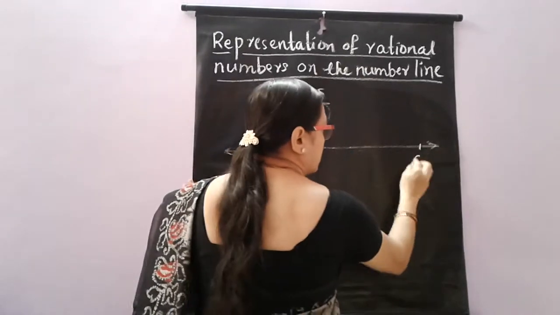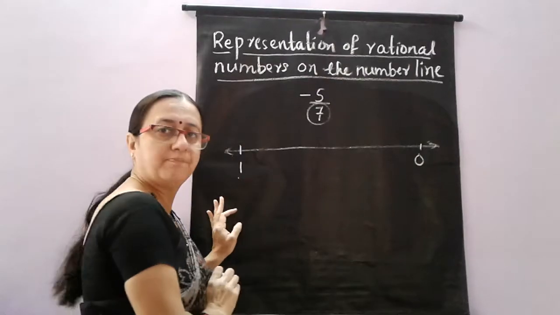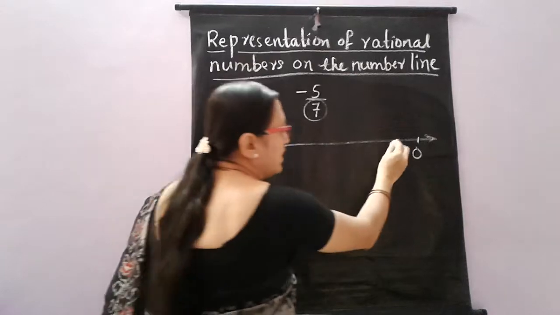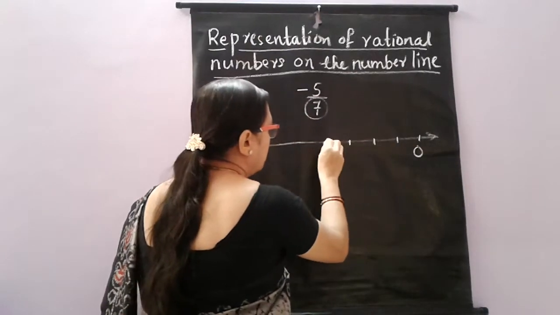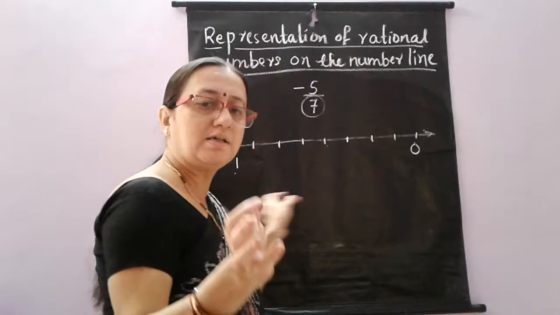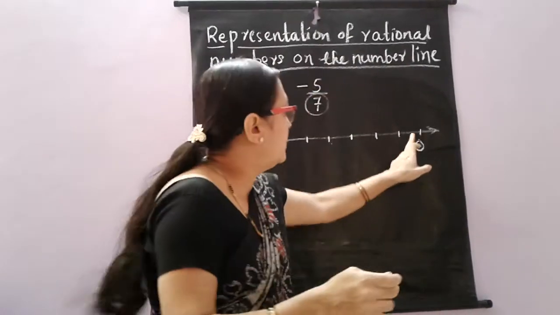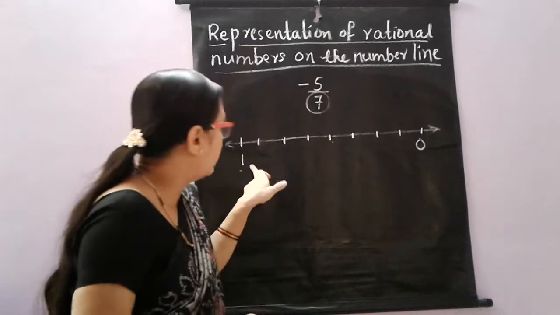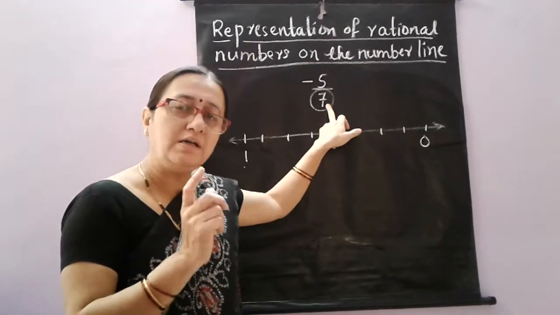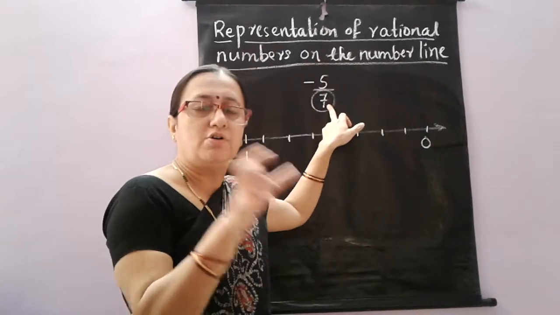This is 0 and this is 1. 0 to 1 we divide into 7 equal parts. It's a proper fraction. Okay, 1, 2, 3, 4, 5, 6, 7. When you are taking a scale, take 1 centimeter as one part here. So this line you have to draw up to 7 centimeters. Okay, when you are drawing in the book, you have to use the scale.